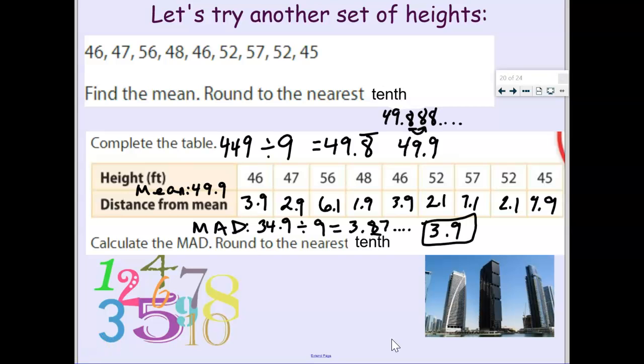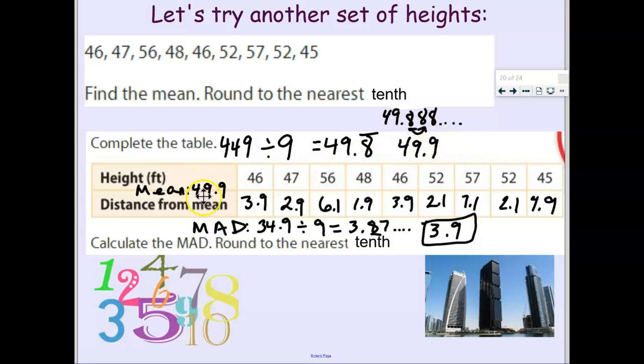Okay, well that was really fun and exciting, right? All right, hopefully you got what I got. So I added all this up and I got 449. There were 9 numbers this time instead of 10, and so I got 49.888 going on. And when I round that, I get 49.9 as my final answer.